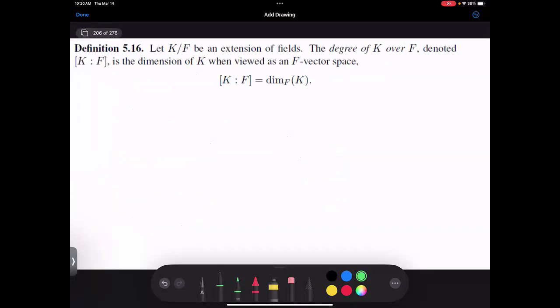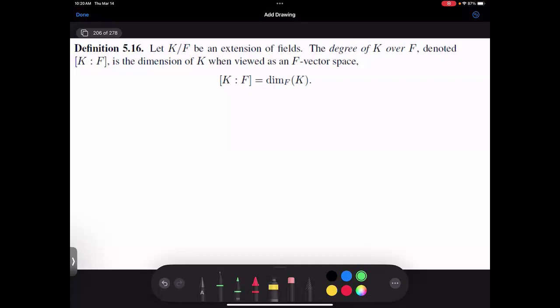Okay, so let K over F be an extension of fields. We've been talking about this, let's just make it a little bit formal. The degree of K over F, denoted by [K:F], is the dimension of K when viewed as an F vector space. So this means I want to write everything in K as a linear combination of things in F. And I need to choose a basis. So a basis is a set of vectors that are spanning and they are minimal. I can't do it with anything smaller in size.